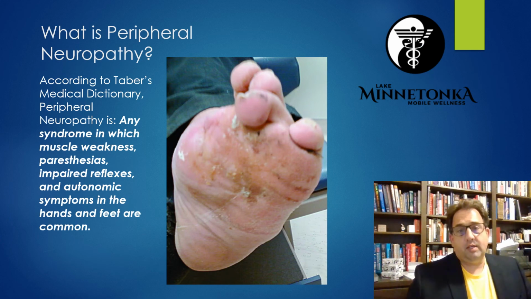And this is a picture here of diabetic neuropathy. Neuropathy, according to Taber's Medical Dictionary, is any syndrome in which muscle weakness, paresthesia, impaired reflexes, and autonomic symptoms in the hands and feet are common.